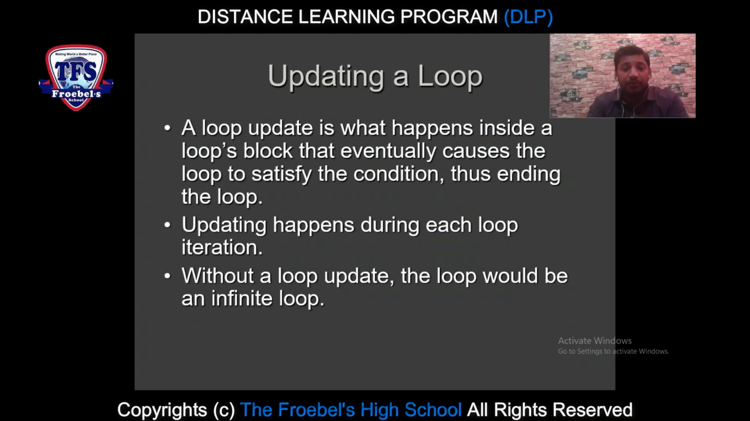Now, how can you update a loop? A loop update is what happens inside a loop block that eventually causes the loop to satisfy the condition. Thus, an update happens during each loop iteration. After every iteration, the loop updates. Either it will increment or it will decrement.